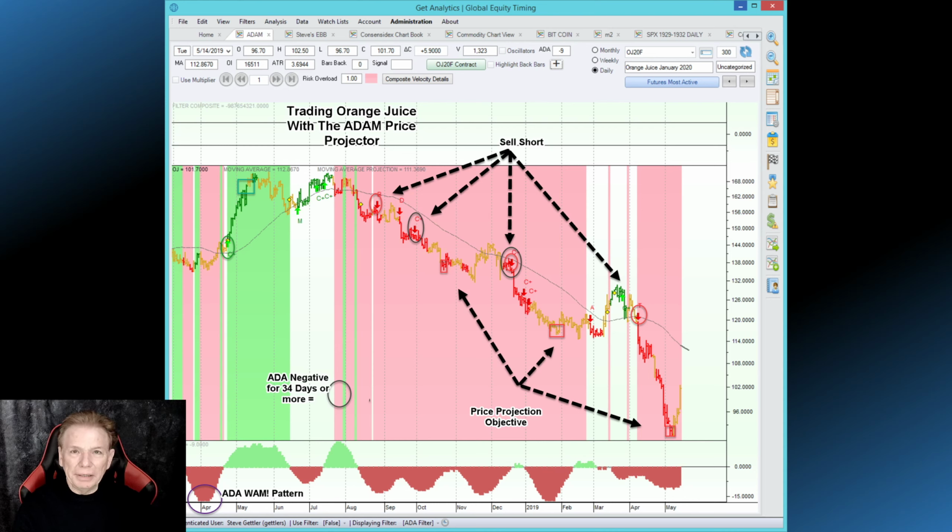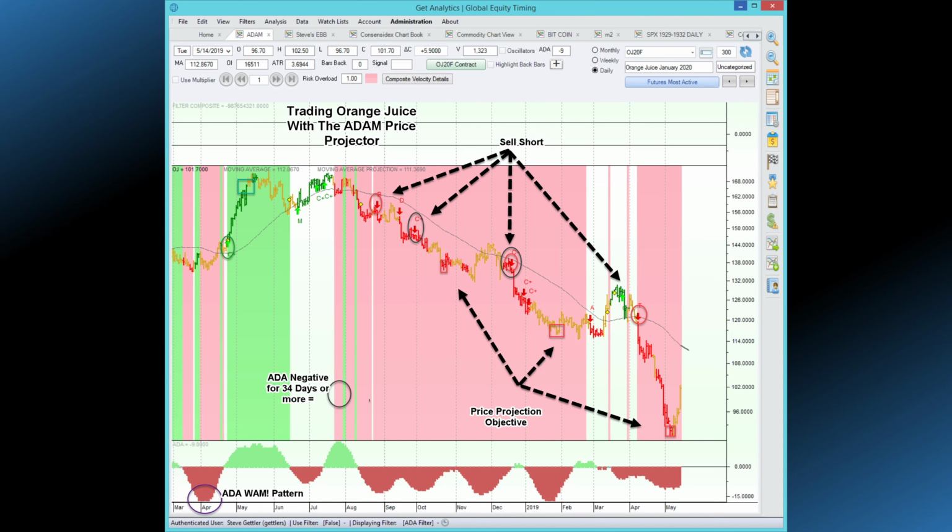Today we're going to be talking about orange juice and how our global equity timing indices can apply to not only stocks, but to futures and commodities as well. So let's get right to the chart. What we have is orange juice, as I mentioned earlier, and what I'm going to talk about today are two key concepts, one of which is the Atom price projector and the other is ADA.